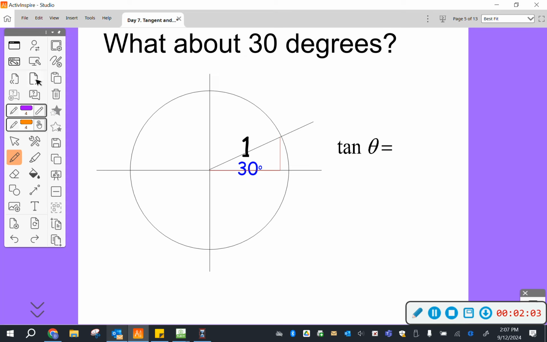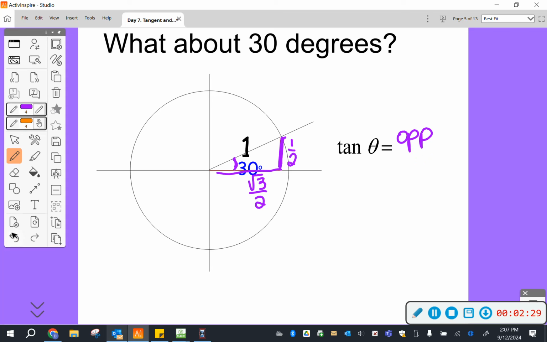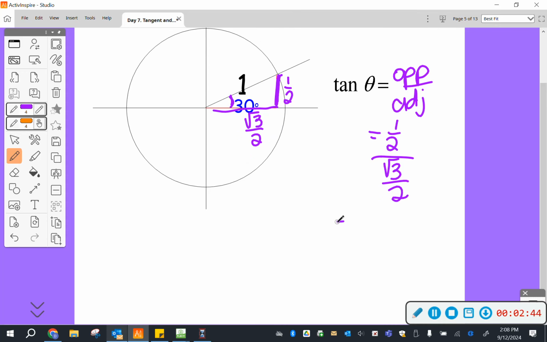Now, what about 30 degrees? Yesterday, we said if this was 1 and that was 30 degrees, what was this? 1/2. And then what's this down here? Square root of 3 over 2. So if I want to do tangent again, I'm going to do opposite over hypotenuse, which is... No. Man, why am I messing up so bad? I messed up yesterday with y'all too, right? Opposite over adjacent is 1/2 over square root of 3 over 2. How do I do that?